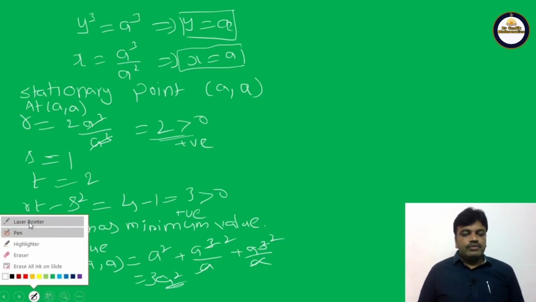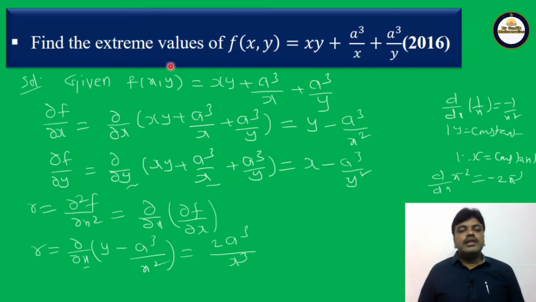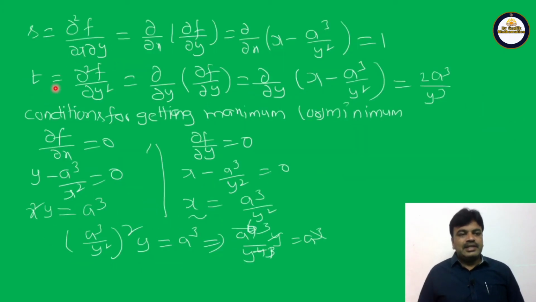Once again, I revise. Given the problem here, f(x, y) = xy + a³/x + a³/y. Clearly here x and y are not equal to 0, friends. Please remember, since there is division by x and y, these two values are not equal to 0. First I find ∂f/∂x and ∂f/∂y, the r, s, t values. By simple differentiation we get the values. For getting the condition for maximum and minimum values, put ∂f/∂x = 0 and ∂f/∂y = 0.